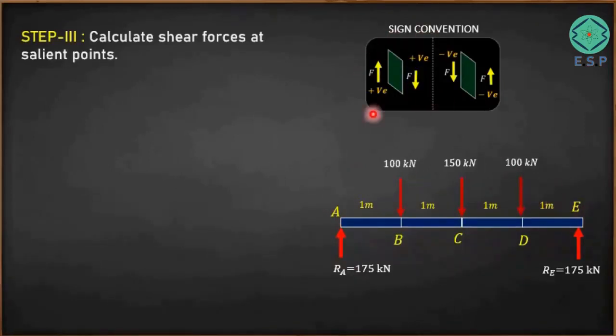Okay, so we'll follow the first sign convention, which is that the force is going to be on the left hand side of the given considered plane. If it is upward, it is taken as positive. If it is downward, it is taken as negative. So let's proceed further and see.